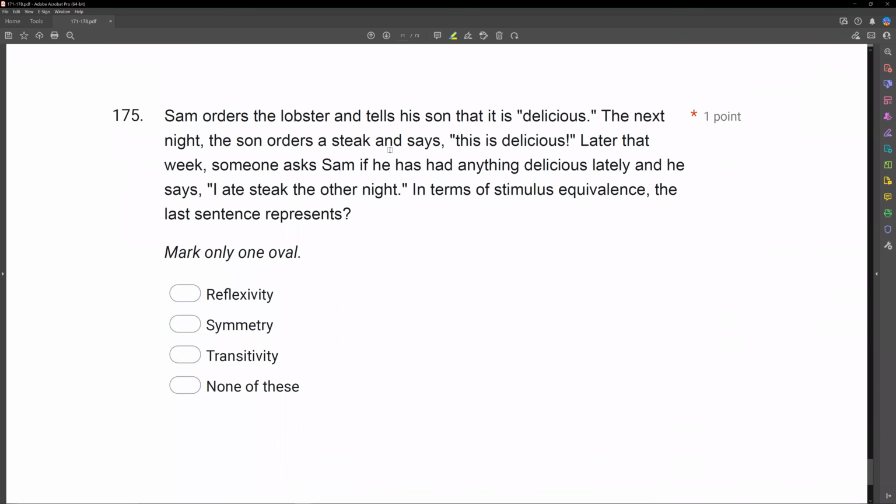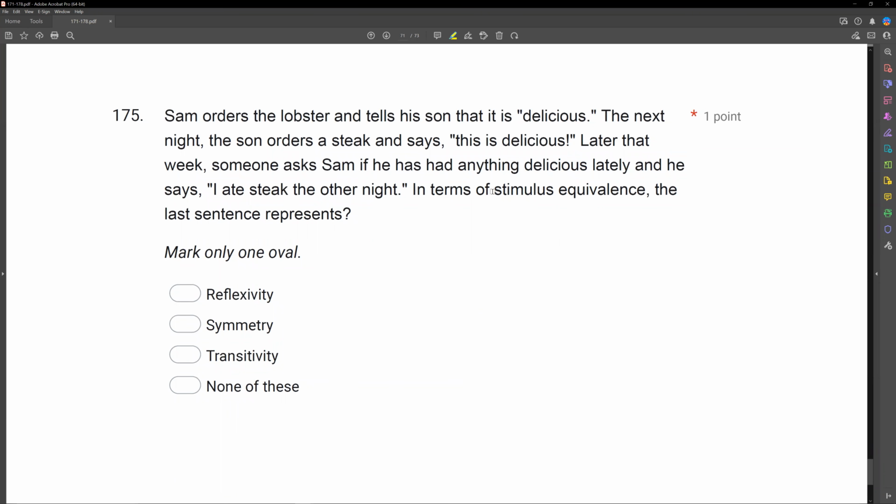175, Sam orders the lobster and tells his son that it is delicious. Next night, the son orders a steak and says, "This is delicious." Later that week, someone asks Sam if he has had anything delicious lately, and he says, "I ate steak the other night." In terms of stimulus equivalence, the last sentence represents what?